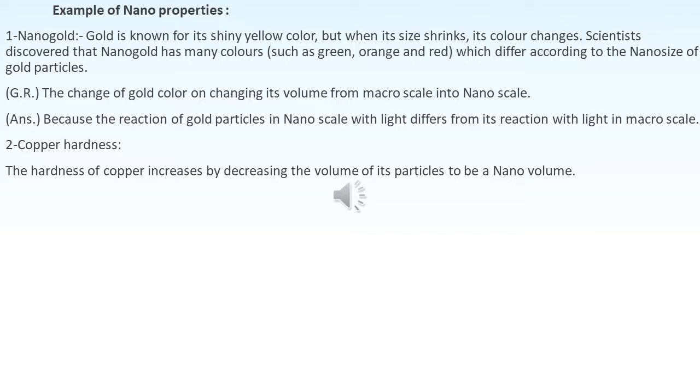Scientists discovered that nano gold has many colors, such as green, orange, and red, which differ according to the nano size of the gold. And the reaction of gold particles in nanoscale with light differs from its reaction with light in microscale. Number 2, copper hardness. The hardness of copper increases by decreasing the volume.